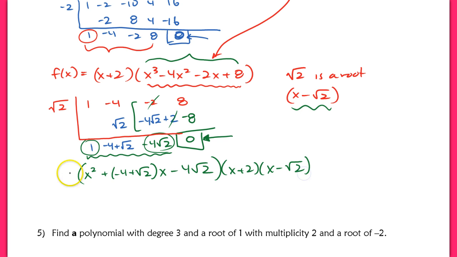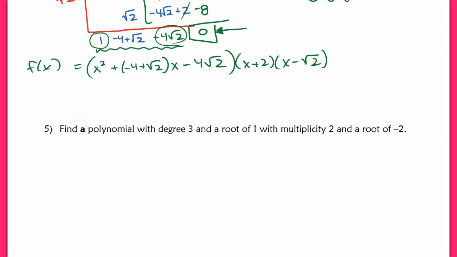Okay, here are all the factors of f of x. Now, what I have left to do is solve this equation, right? I'm supposed to solve here when f of x is equal to 0. So we have already two roots, one at negative 2, one at the square root of 2. And now inside here, I would work to find additional factors.